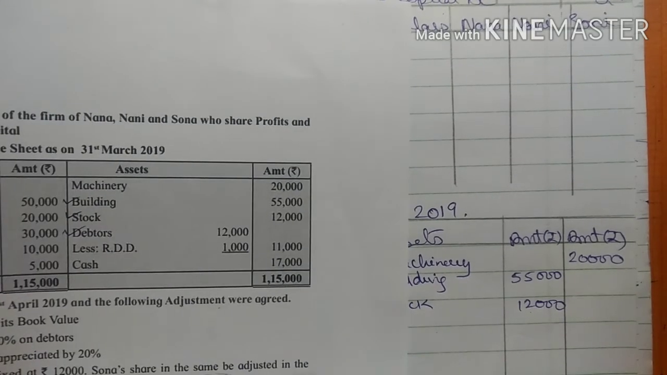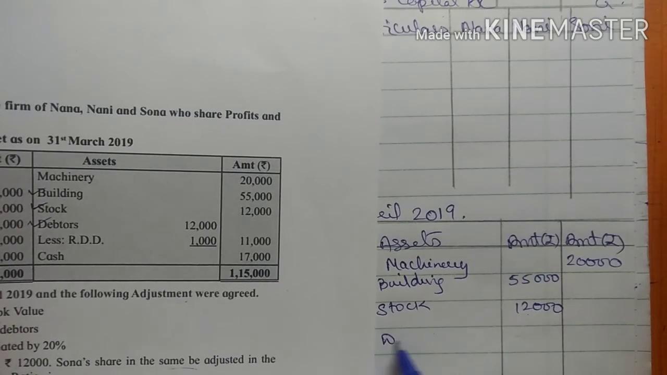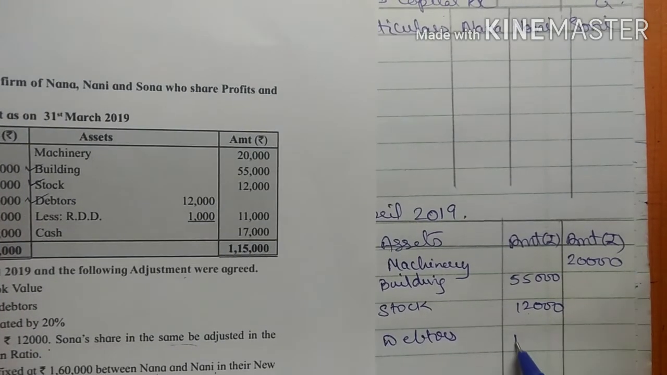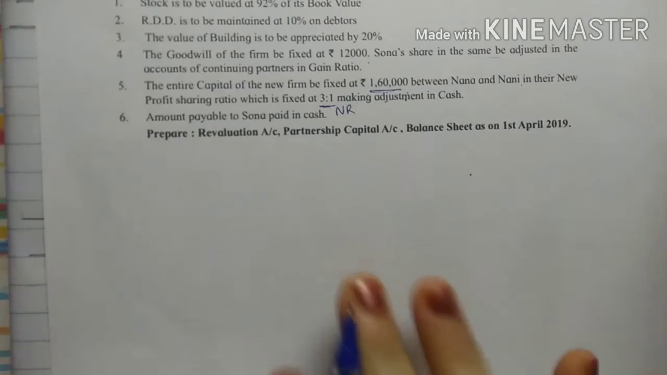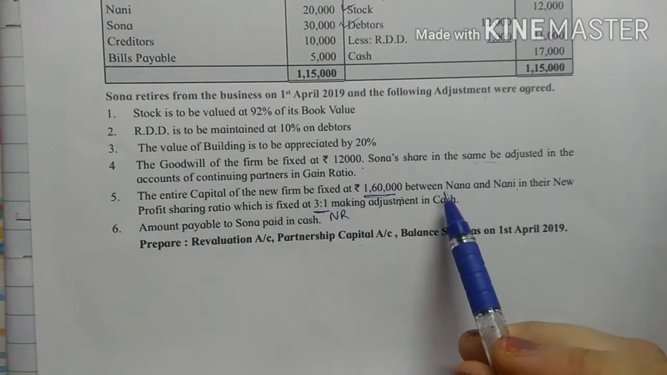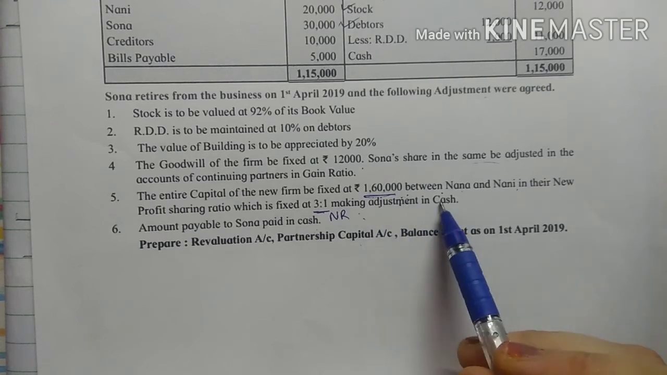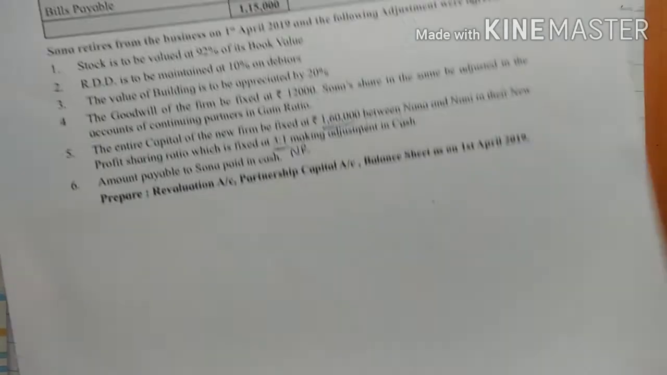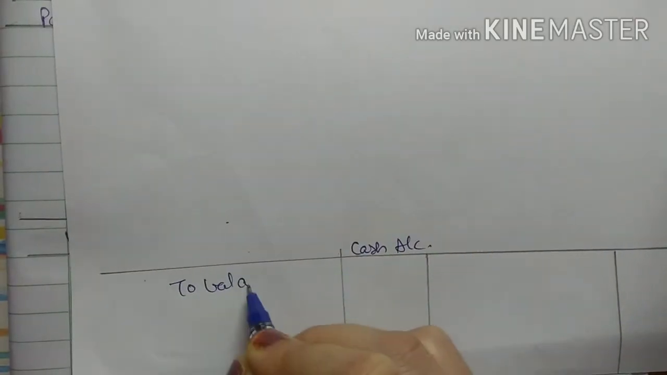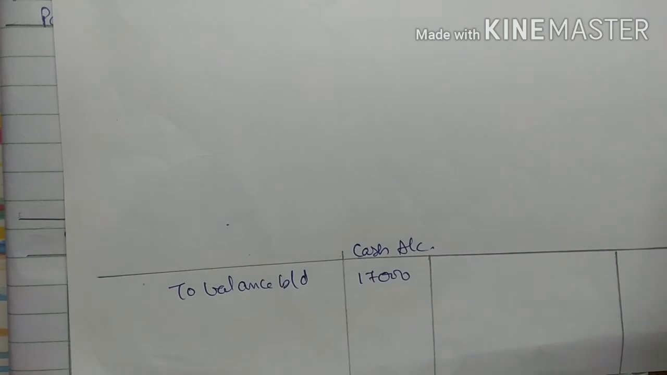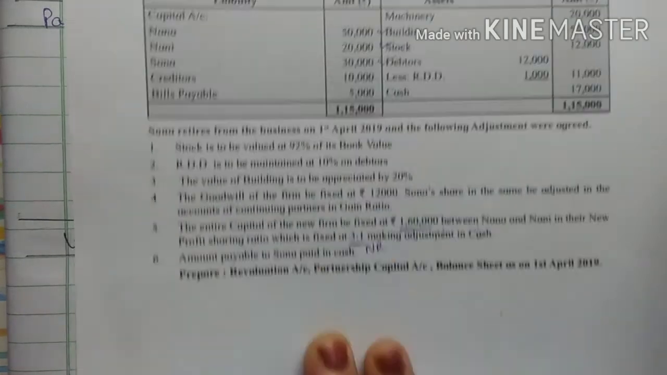Next is debtors. So again, debtors will be written here. Inner column 12,000, there is an adjustment. Now see, next is what? Cash. As we can see, there are two adjustments relating to cash, 5th and 6th. This has to be done in cash. So I will open a cash account in working note and the opening balance will be written in the debit side. To balance brought down 17,000. Okay, now coming to the liability side.